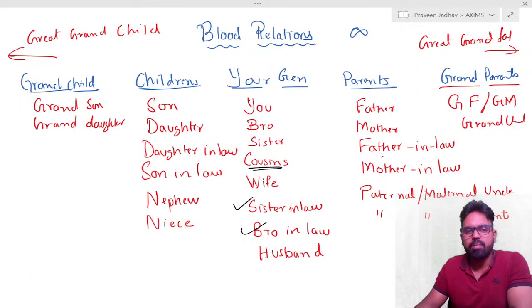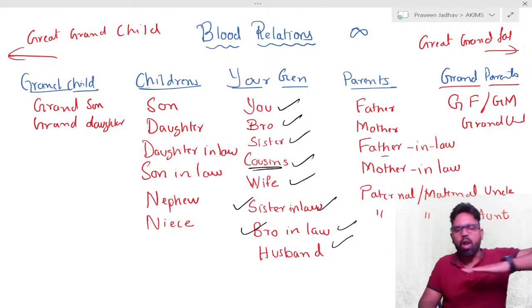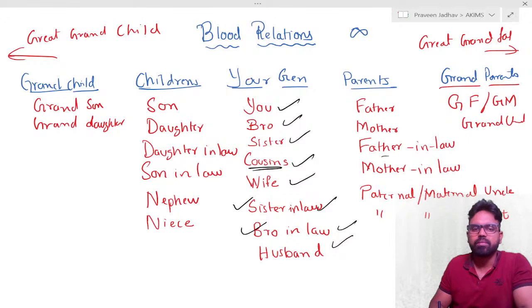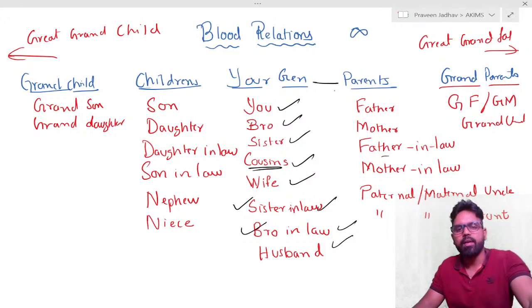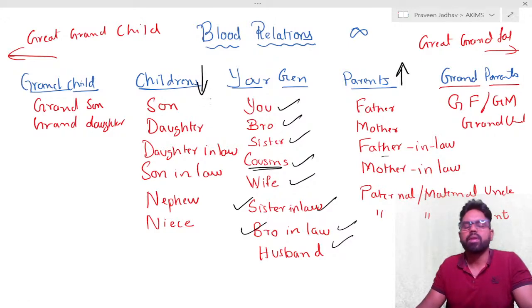If any one of these comes in the question statement, your brother, sister, cousin, wife, sister-in-law, brother-in-law, husband, anyone, you have to mark them along with you. If anyone is elder to you, mark them with an arrow pointing upwards. And if anyone is younger to you, mark them with an arrow pointing downward. Getting it? Sir, can I interchange these two arrows?